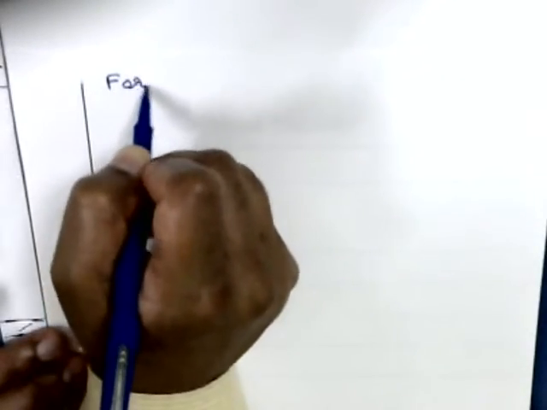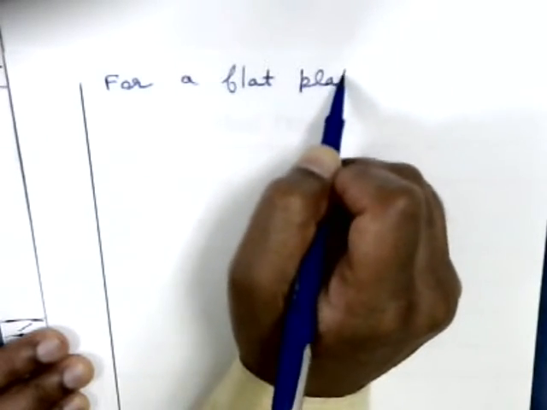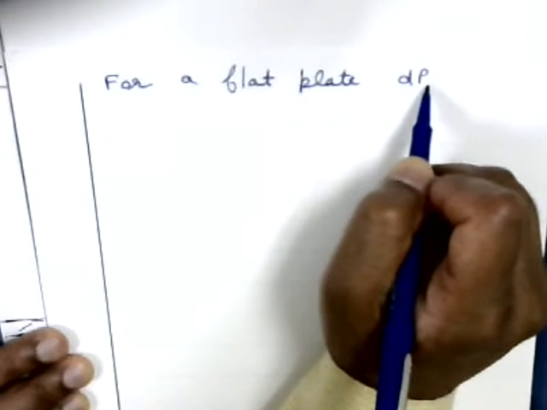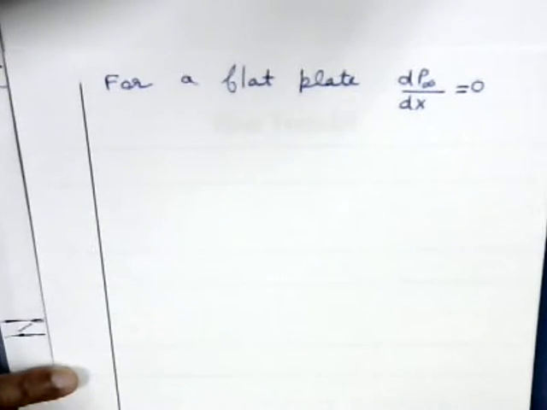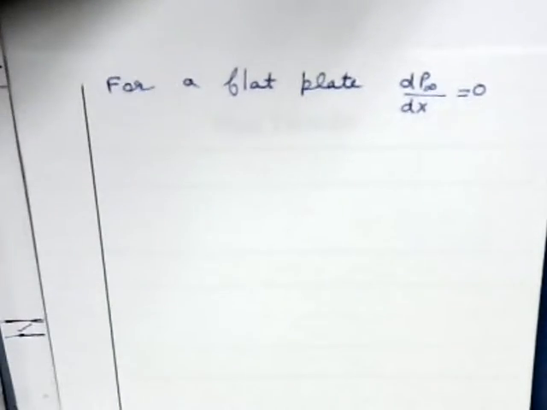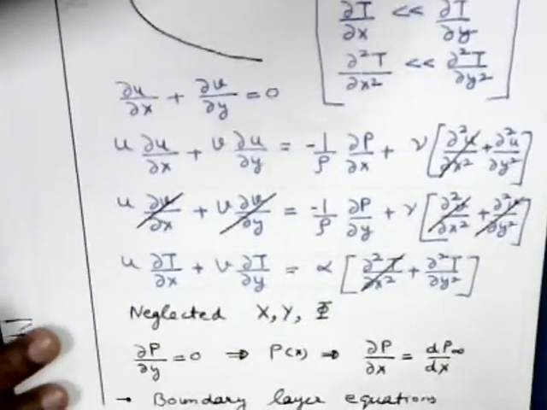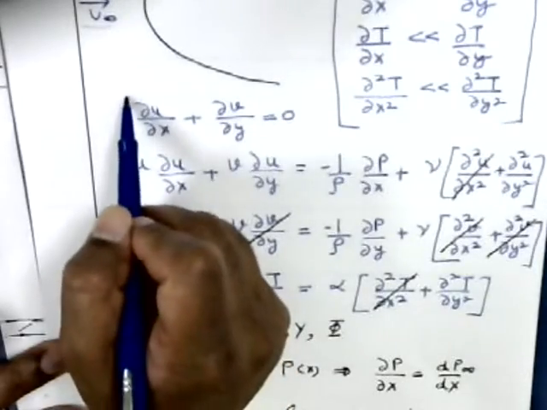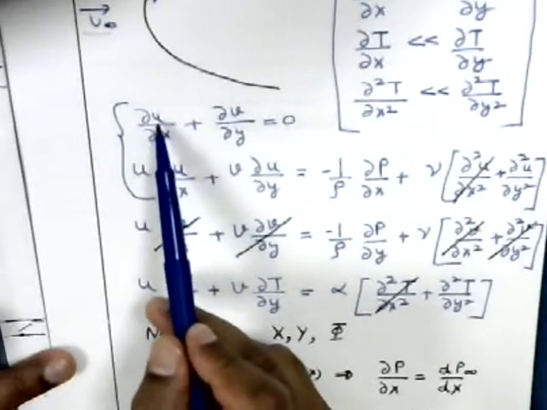Okay. And for a flat plate, for flow over a flat plate, this term dp infinity dx is 0. Okay, there is no pressure gradient in the x direction. Okay. So the general idea in these equations will be, see, first these two equations can be solved. Okay. And by solving these two equations, you will get u and v.